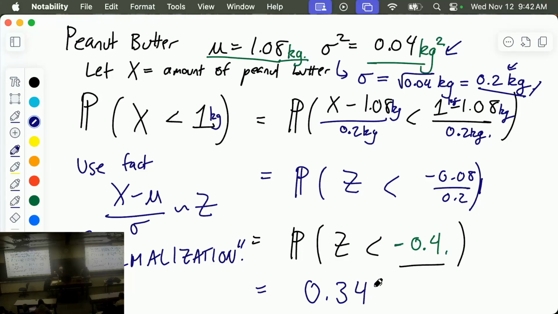So if you wrote 0.3446, you had the right answer to the wrong question. The answer was negative 0.4, and if you evaluate that, it's 0.3446. That's pretty bad. If you're the peanut butter manufacturer and 35% of your peanut butter jars are stuck, you're going to be in big trouble. So these peanut butter people are in trouble. That's the conclusion of this question. Go ahead, make an interjection. So the standard deviation here was 0.2 kilograms.